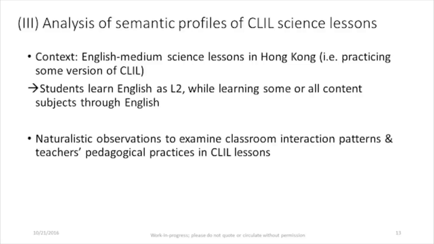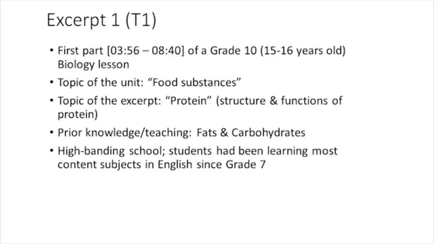In Hong Kong, we don't call it CLIL, we call it English medium, but most students are Cantonese speaking. Cantonese is their first language, English is the second or foreign language. And due to parental pressure and the socioeconomic dominance of English, there is high pressure for parents to send their children to English medium classrooms, even though the students are struggling in terms of their proficiency in English. So this excerpt is taken from a biology class in grade 10.